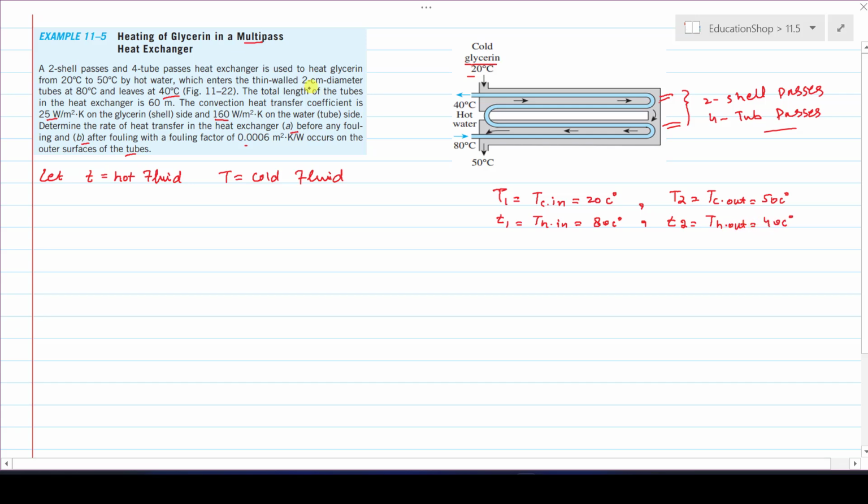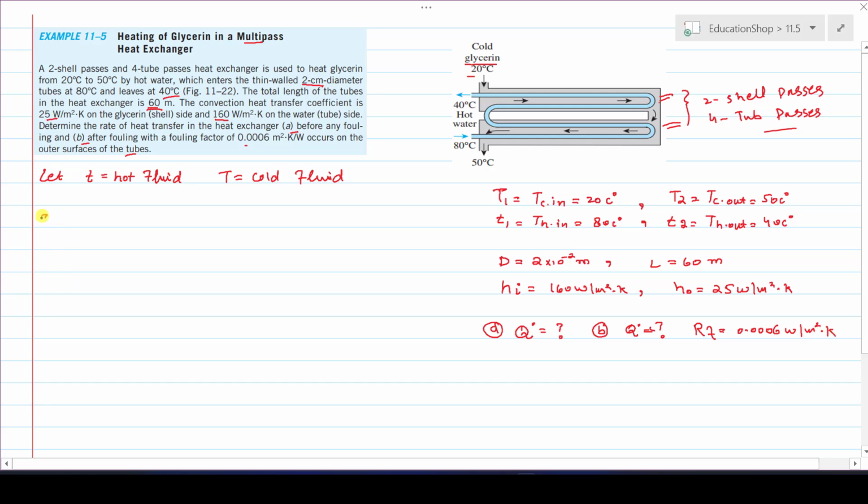The diameter of the tube is 2 centimeters, which means 2 × 10^-2 meters. The length of the heat exchanger is 60 meters. The convection heat transfer coefficient inside the tube is Hi, that is 160 W/m²·K, and outside the tube is H0, that is 25 W/m²·K. We need to calculate, in the first case, the rate of heat transfer in the multipass heat exchanger when there is no fouling. In the second case, the amount of heat transfer when there is a fouling factor of 0.0006 m²·K/W.